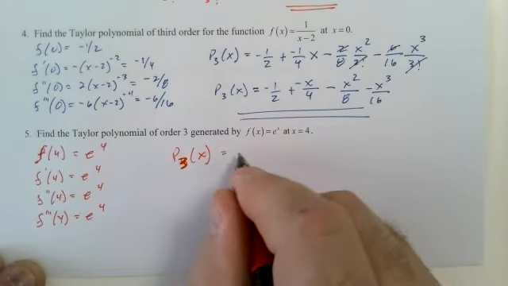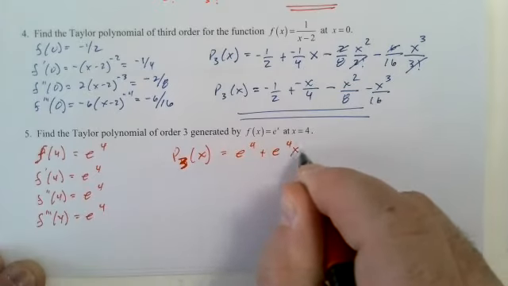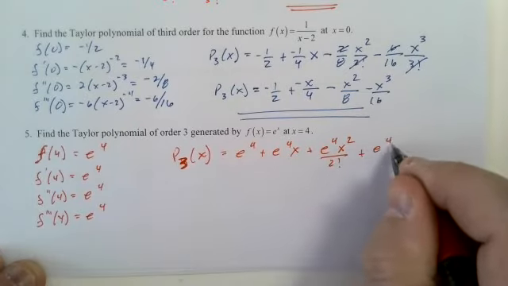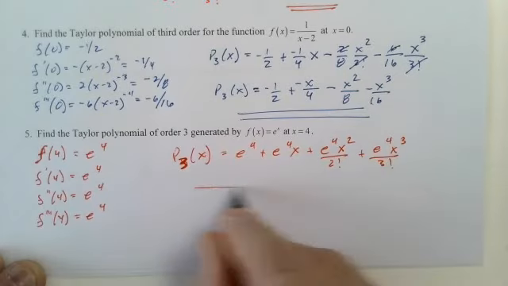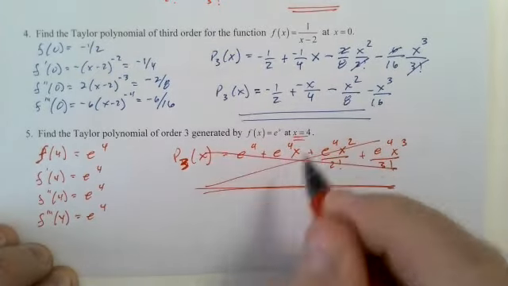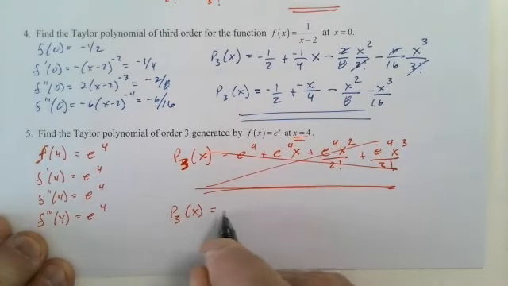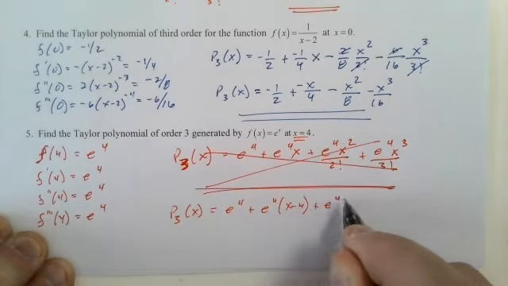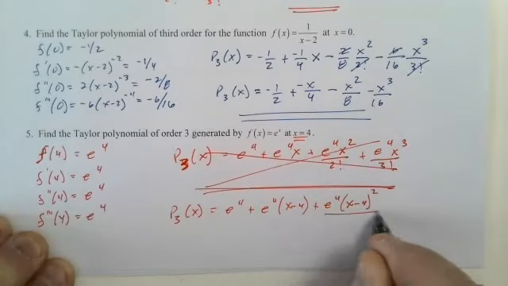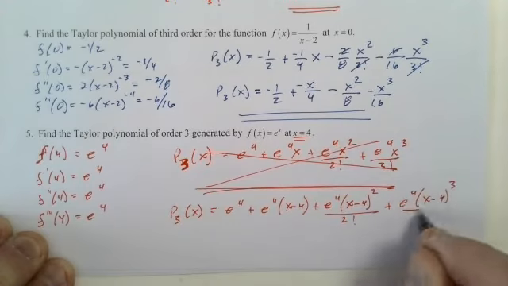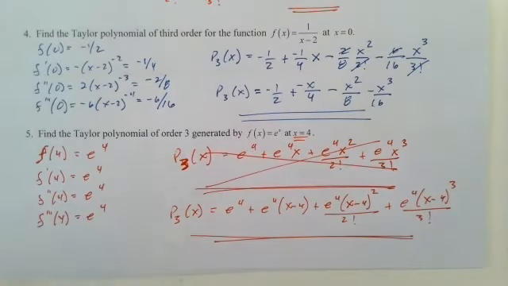helps if you read the question, is e to the fourth plus e to the fourth x plus e to the fourth x squared over 2 plus e to the fourth x to the third over 3 factorial, except it's not. I forgot it's centered at x equals 4. P3 of x equals e to the fourth plus e to the fourth times x minus 4 plus e to the fourth times x minus 4 squared over 2 factorial plus e to the fourth times x minus 4 cubed over 3 factorial. My hand is hurting.